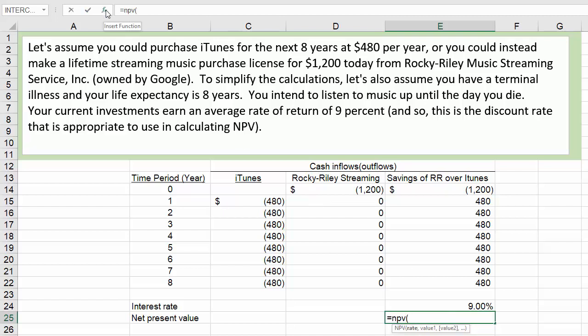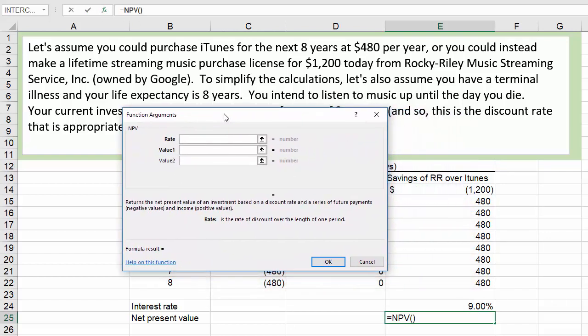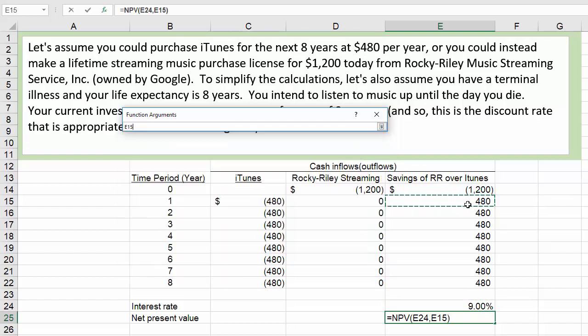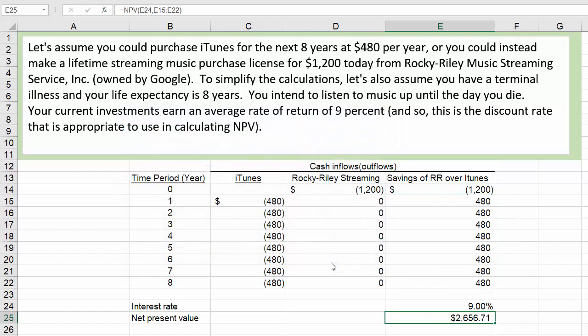So how we would do that is we would say equal NPV, hit the left parenthesis, come up here to the insert function button, and we get this nice pop-up. This is how I would do this using Excel. Of course, you could use a calculator or an online calculator as well. The rate is given in cell E24, and then we list the values, and the values have to start at the end of the first year, right? Because NPV assumes, you can read this here, a series of future payments. So it's future, not today. Now, if I hit enter here, that's just the present value of the positive cash flows.